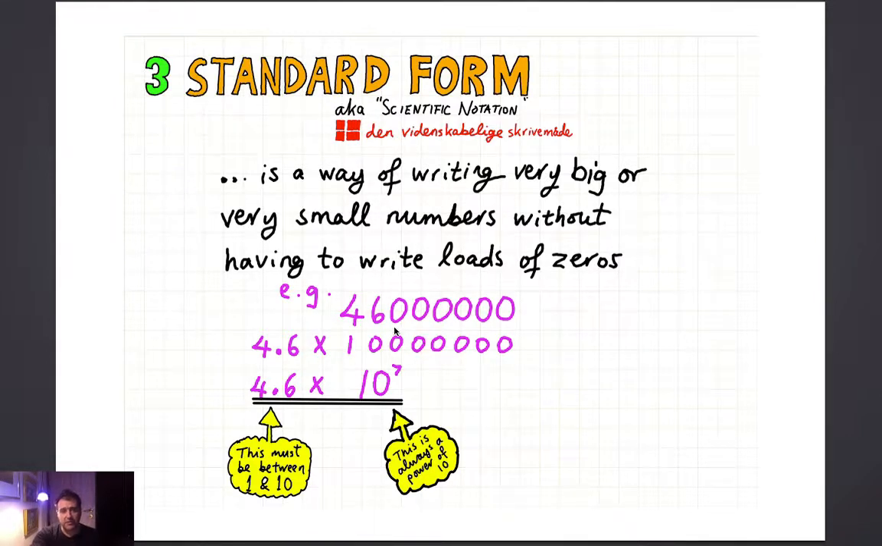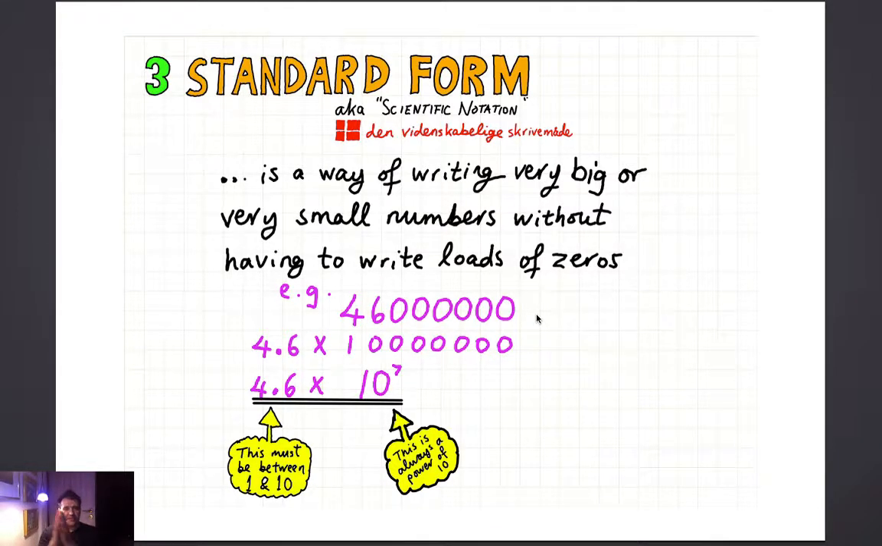So for example, I've got the number 46 million here. Now from 46 million, I think of a number between 1 and 10 that uses the same digits. So that would be 4.6, and I need to multiply 4.6 by 10 million to get 46 million.